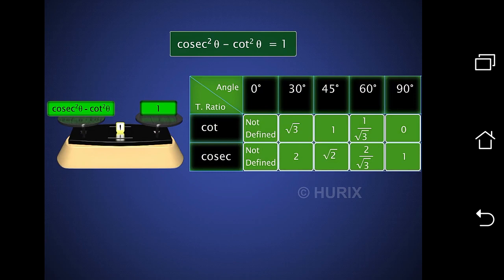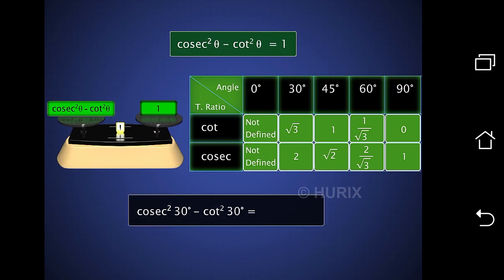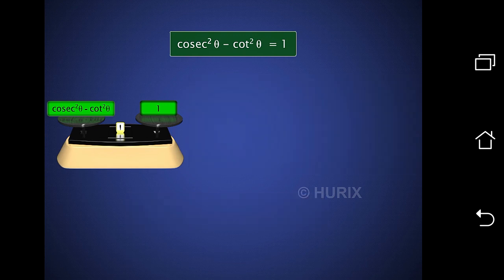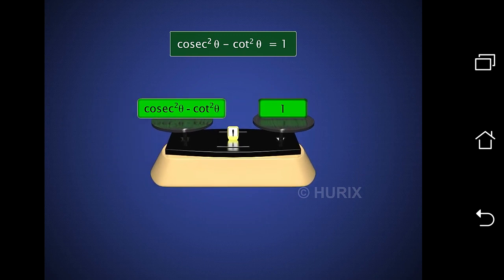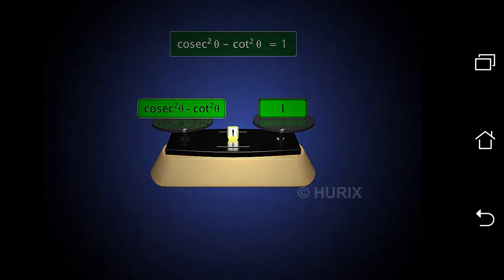Observe the values of cosecant and cotangent in the table. The value of cosecant squared 30 minus cot squared 30 is equal to 1. And cosecant squared 45 minus cot squared 45 is equal to 1. Therefore, the identity is true for any angle for which cosecant theta and cot theta are defined.